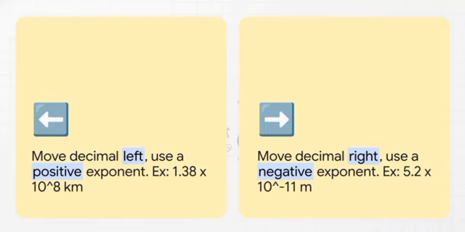For the atom's diameter, we move the decimal to the right, skipping over 11 zeros until it lands right after the 5. And because we move to the right to represent a tiny, tiny number, our exponent becomes negative. We end up with 5.2 times 10 to the power of negative 11. So remember, left is positive, right is negative.